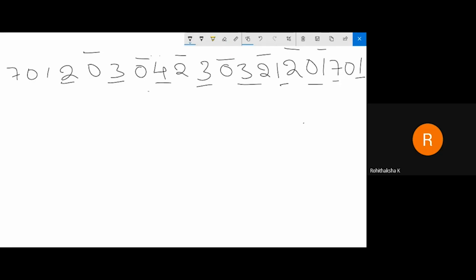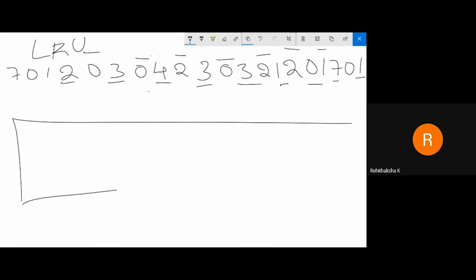Okay, let me take LRU. I'll write that, least recently used. I'll just mark here. I have a table. Okay, so 1, 2.